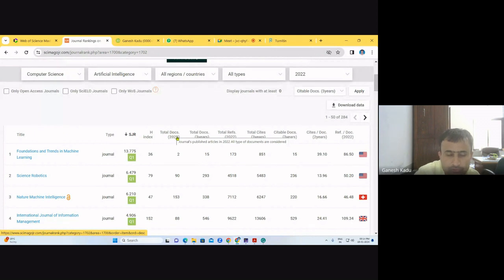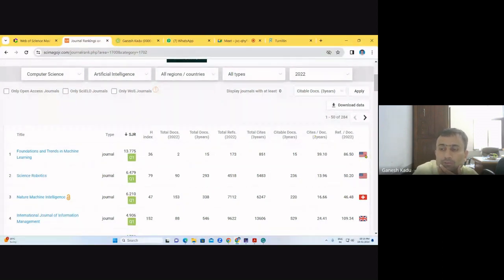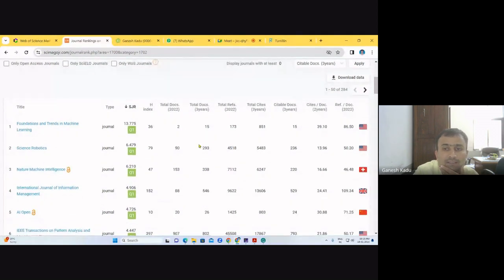If you scroll your mouse over these points, then you will see what each indicates. So for example, cites per doc: average citations per document in a 2-year period. This metric is widely used as the impact index or impact factor. And then the countries are also mentioned here. So these are some of the indicators that you can check.